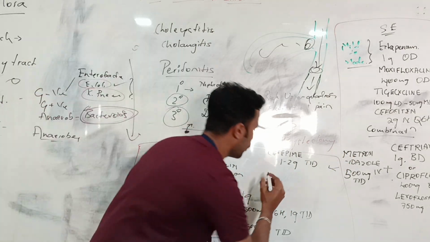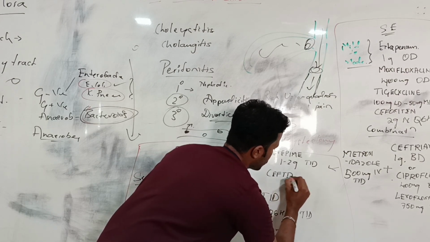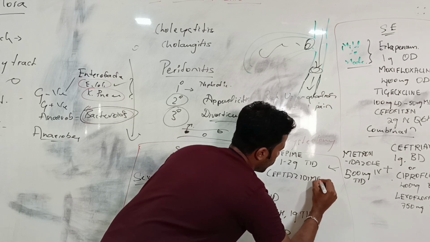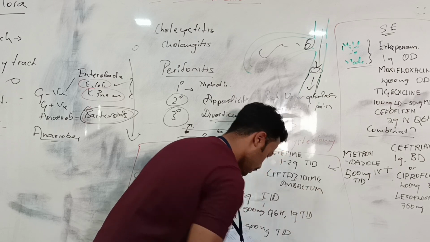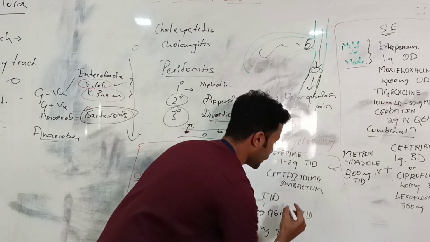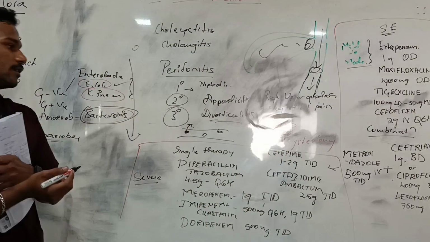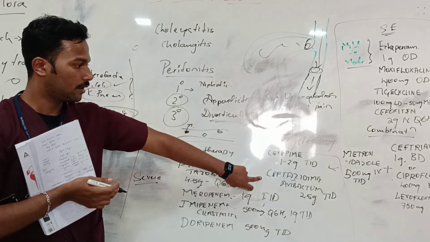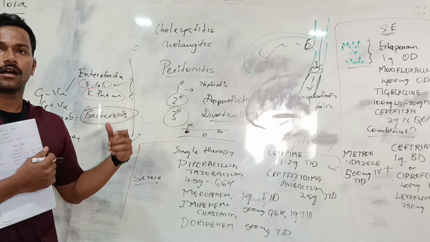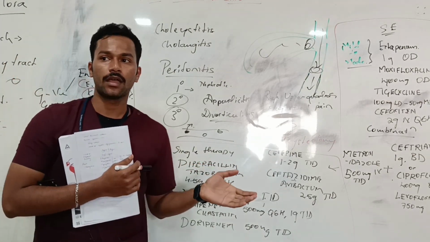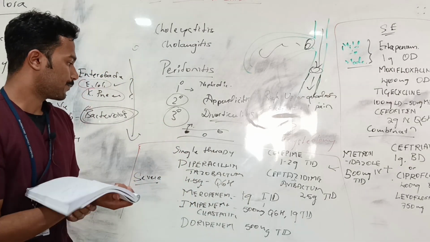Another drug is the new cephalosporin, that is ceftazidime plus avibactam. Dose is 2.5 grams IV TID. So these are the two drugs which in combination with metronidazole can be given in severe acute cholecystitis or hospital acquired cholecystitis. So yeah, these are the things.